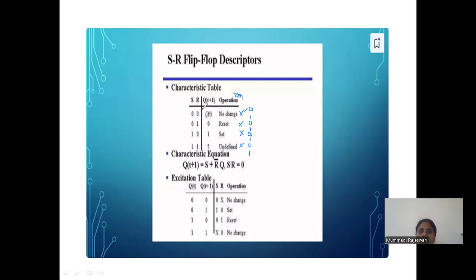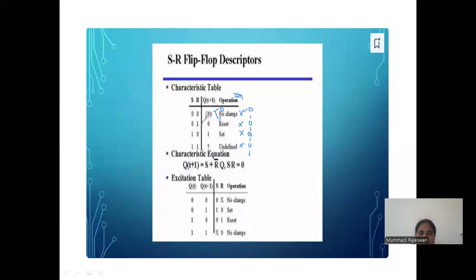See here, in the SR flip-flop, when S is equal to 0 and R is equal to 0 and the present state is 0, then your output is 0. Your output depends only on the present state. When S is equal to 0, R is equal to 0 and your present state is 1, then your output is 1. And when S is equal to 0 and R is equal to 1, the output will always be reset only. The present state may be 0 or 1, but the output will be only 0, that is reset.